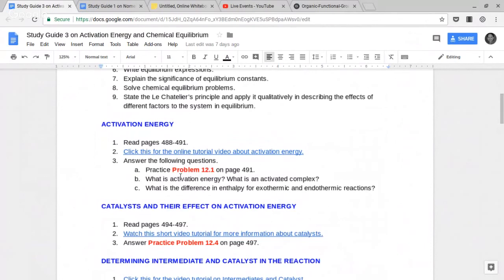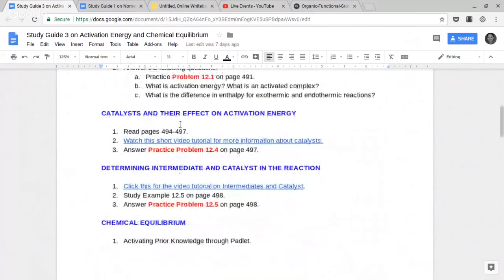I really forced you to draw the graph on your notebook, so please go over all the graphs that you have written on your notebook, which is for catalyst and its effect on activation energy. So you've got to draw the lowering of the activation energy when you are to draw reaction progress versus energy in your graph.